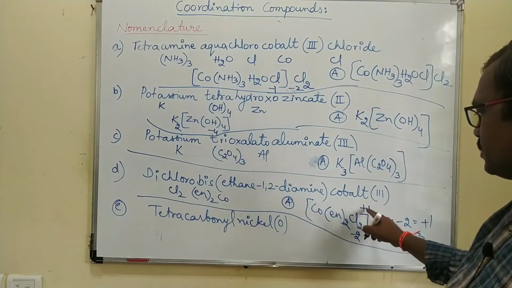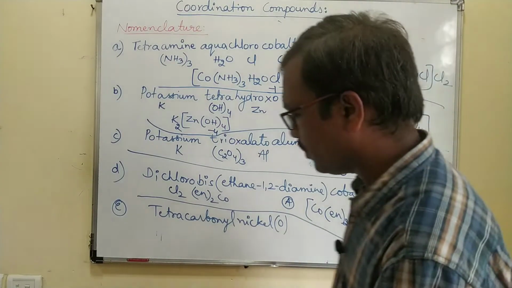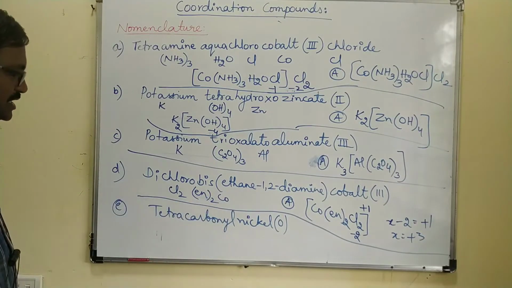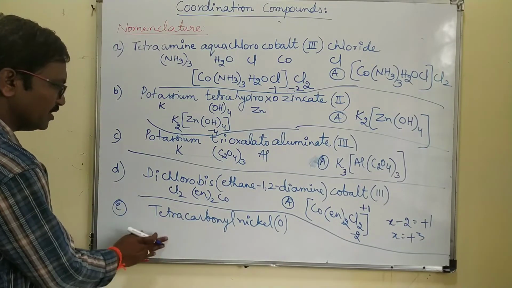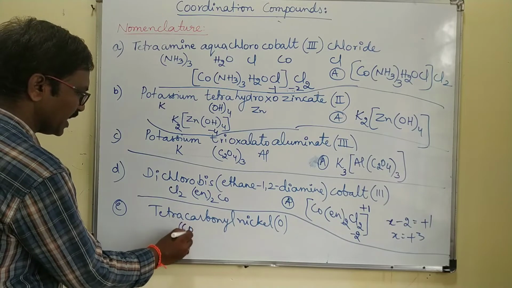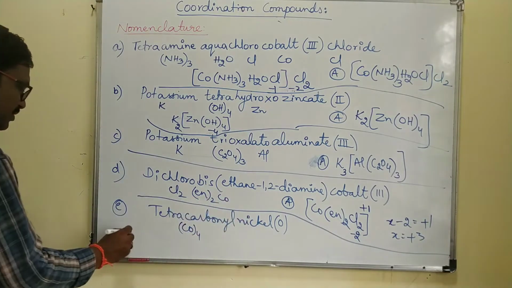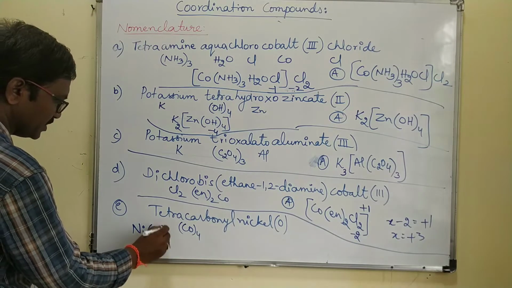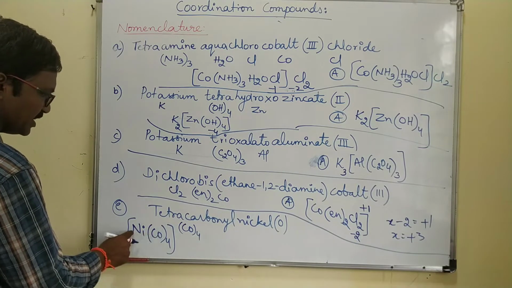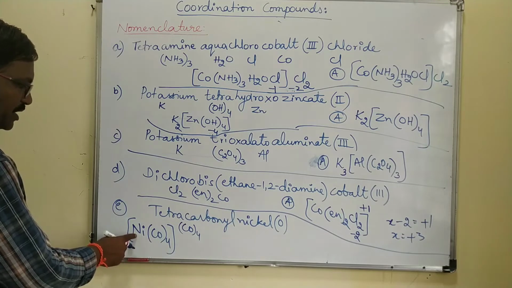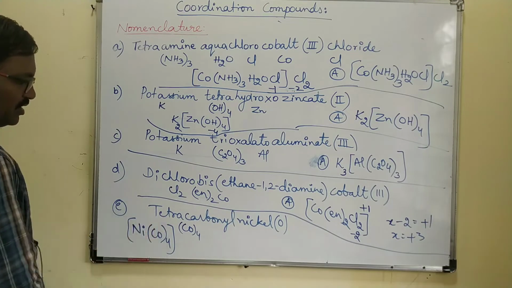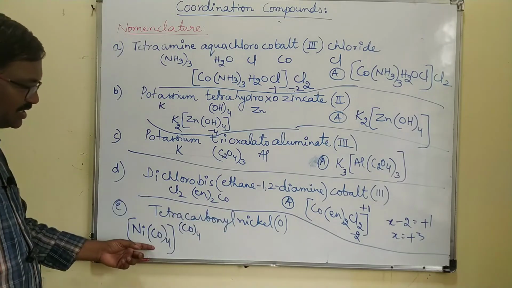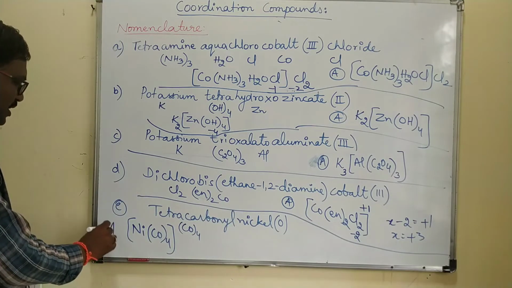So this complex is positive, that's why you are writing it as cobalt 0. Right. Tetracarbonyl nickel 0, right? Tetracarbonyl, CO taken 4 times, nickel 0. Tetracarbonyl is a neutral ligand. This nickel is 0, the oxidation state becomes 0. The complex also has no charge. It is a neutral complex, tetracarbonyl nickel 0. That is the answer. So, right?